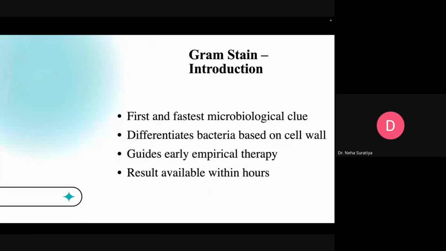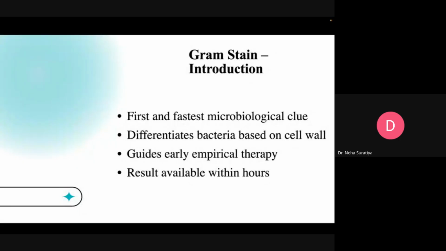Now let's start with the introduction of gram stain for understanding the report. So gram stain is the first microbiological clue, whatever we are getting, the first and fastest microbiological clue. Okay, so it is very rapid, it is cheap as well, and it is very useful in the case of emergencies. Once you know gram positive, gram negative, you can choose the antibiotic based on that.